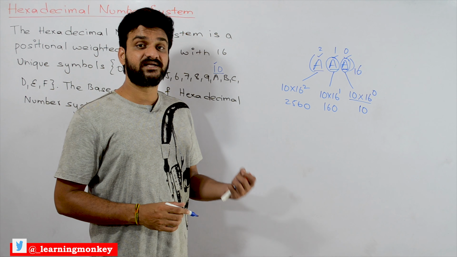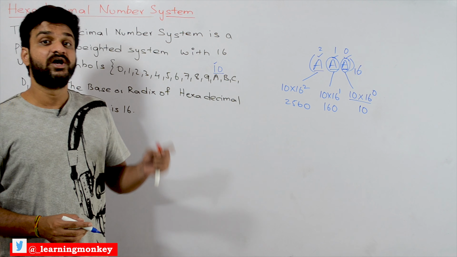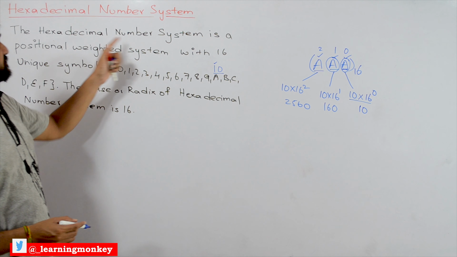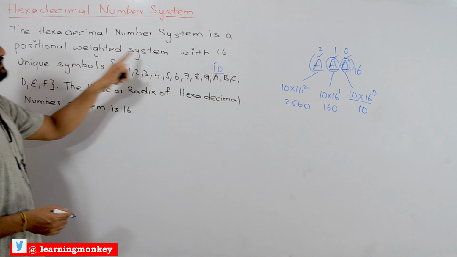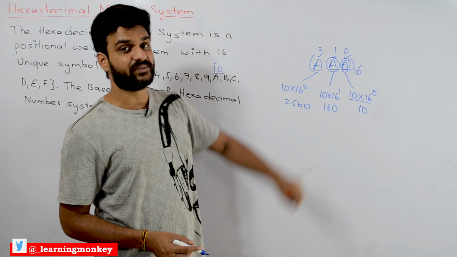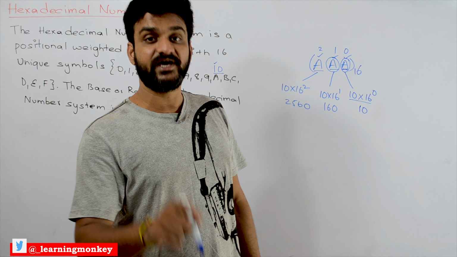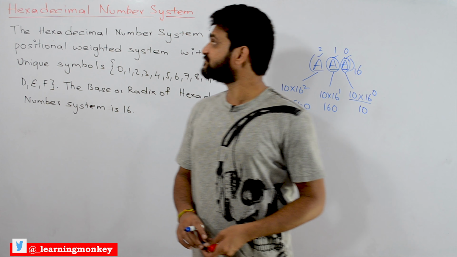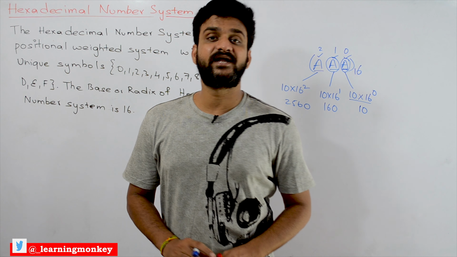So that is the meaning of a positional weighted system. The hexadecimal number system is a positional weighted system. Based upon the position of a digit in the number, its value will vary. So this is all about the hexadecimal number system. Hope you got clarity on this concept.